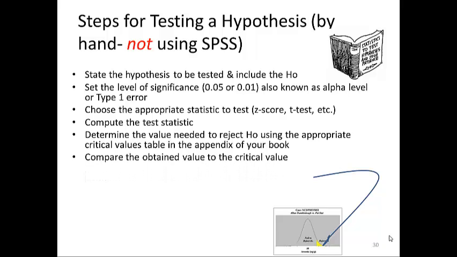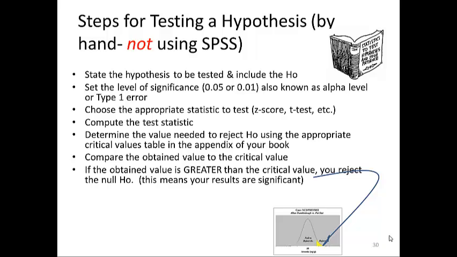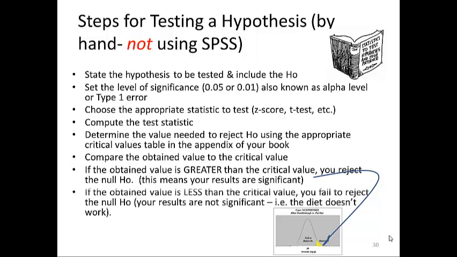We compare what we calculated, known as the obtained value, to the critical value that's on those tables. Here's the part to remember. If the obtained value is greater than the critical value in that table, you reject the null. This means that your results are significant. If the obtained value is less than the critical value, you fail to reject the null. Your results are not significant. In the example that we're using, our diet doesn't work.